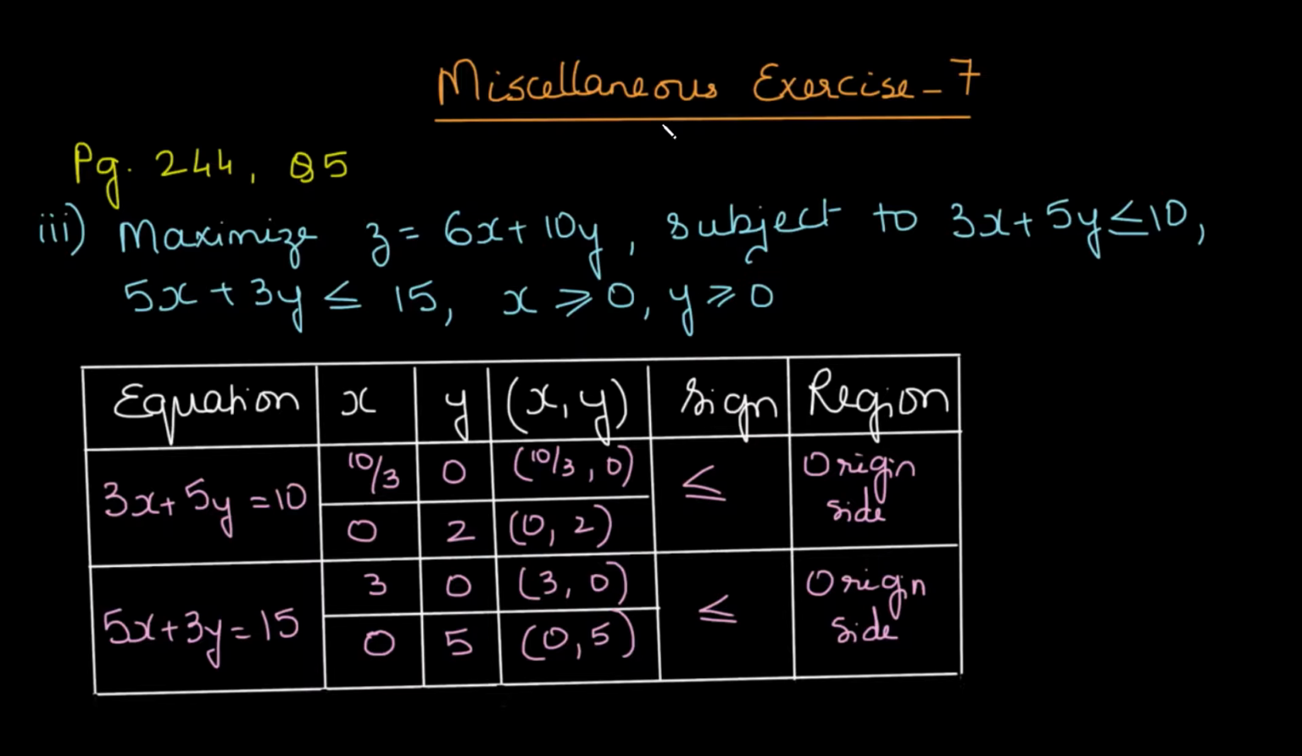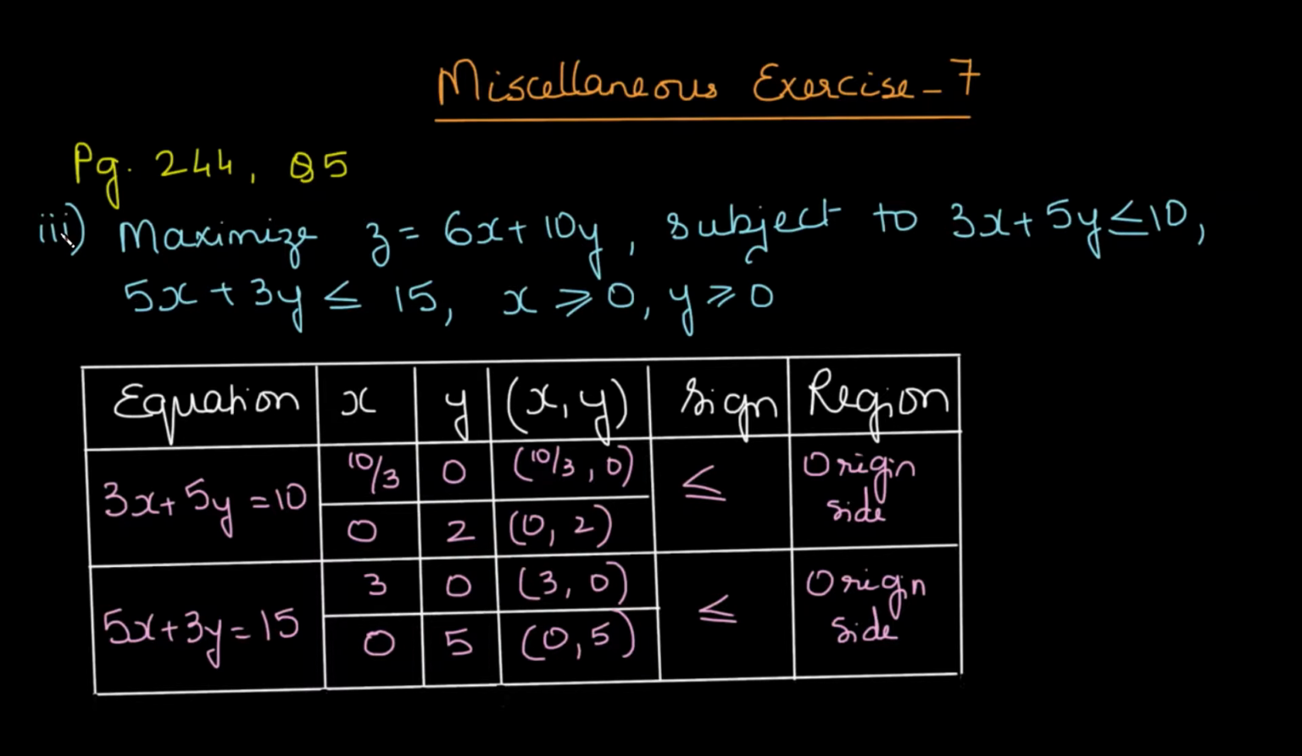In miscellaneous exercise 7, almost all the sums are similar to the sums which you have covered so far in the exercises. There are only 2 sums which are a little bit different. The solution of them is a little bit different and they may come for you in the board exam. Now these sums are on page number 244, question number 5.